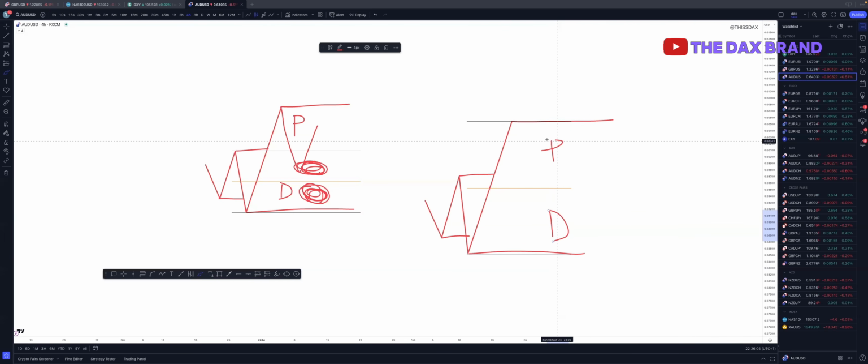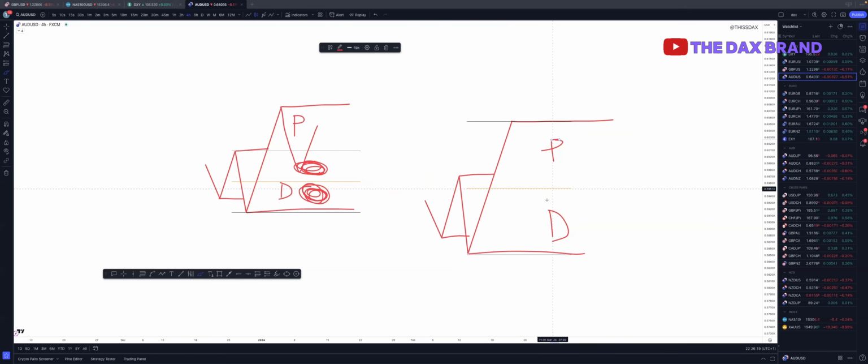So you can wait for price to come down to the discount before you look for buys, or you look for sell opportunities into this discount zone. This is the first way I use my Fibonacci tool.